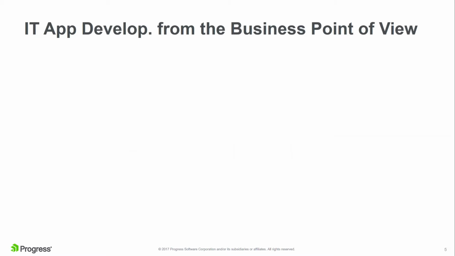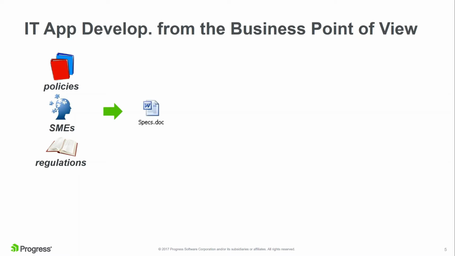Today, when IT applications are developed, we usually start the process by collecting our requirements. And this includes our business rules. We look to policies, we look to regulations, we look to subject matter experts, domain experts, whoever it is who knows what the rules are. Then we typically organize them, formalize them, and document them in some form of specification or requirement.